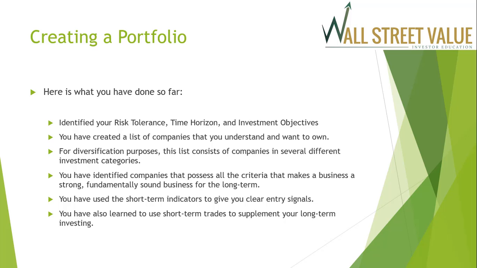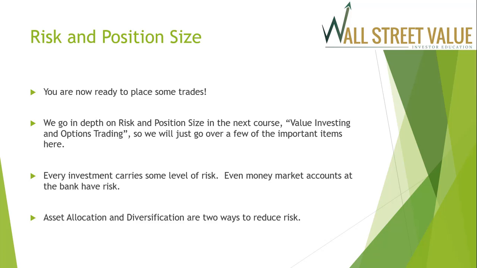Here's what we've done so far. You've identified your risk tolerance, time horizon, and investment objectives. You've created a list of companies that you understand and you want to own. And for diversification purposes, this list consists of companies in several different investment categories. You've identified companies that possess all the criteria that makes a business strong, fundamentally sound for the long term, and you've used the short-term indicators to give you clear entry signals. You've also learned to use short-term trades to supplement your long-term investing, and now you're ready to place some trades.